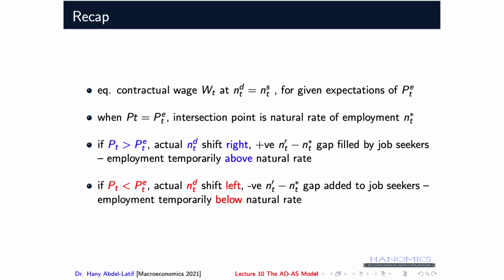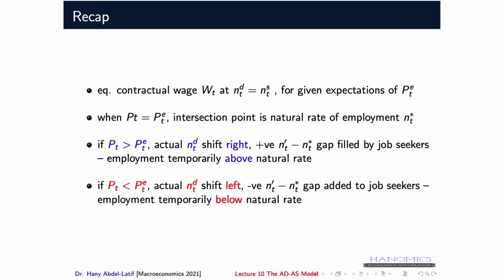But in reality, in the short run, we could have a situation where the actual price level deviates from the expected price level, so they are not the same. If, for example, the actual price level was higher than expected, the demand curve will shift to the right, and we will have a temporary positive employment gap. Actual employment will be somewhere above the natural rate of employment, and that gap will be filled by those who are looking for jobs. That's something temporary.